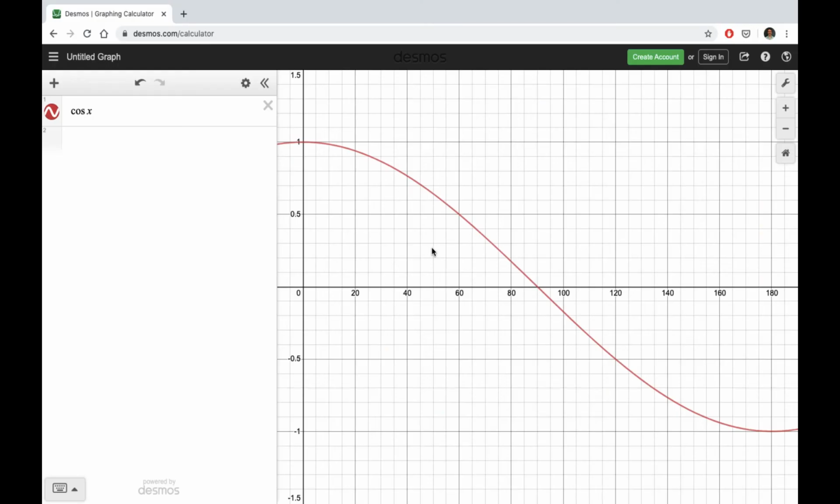This is what our graph looks like. You'll notice it starts up here at 1, goes down to -1, and goes through all the different values in between. Now, unlike sine law, there's no overlap here, so there's no ambiguous case for cosine law, but all of our y values for cosine of x need to be between -1 and 1. If they're bigger or smaller than that, it's not possible. There's no angle that gives us that answer.